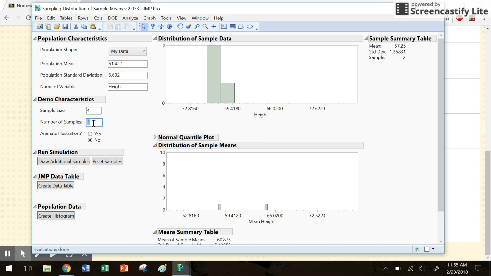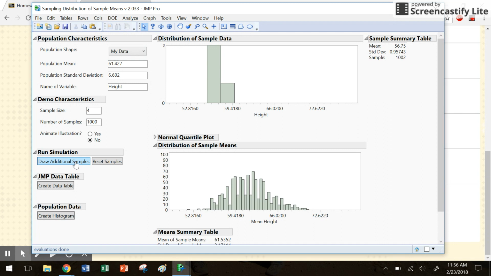So we can speed this up and choose a very large number of samples. For instance, 1,000. Let's draw additional samples now. Okay, so after a little bit of hesitation, we'll see that this fills in a lot, reflecting that we now have 1,000 different sample means that are being plotted.